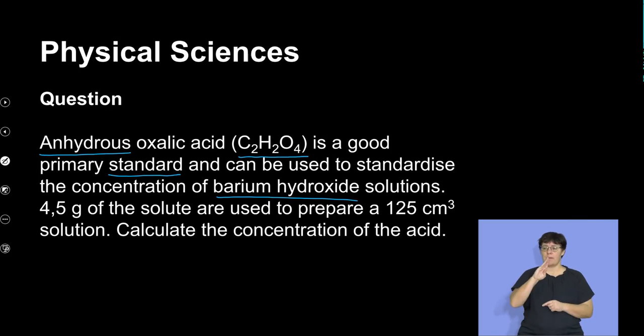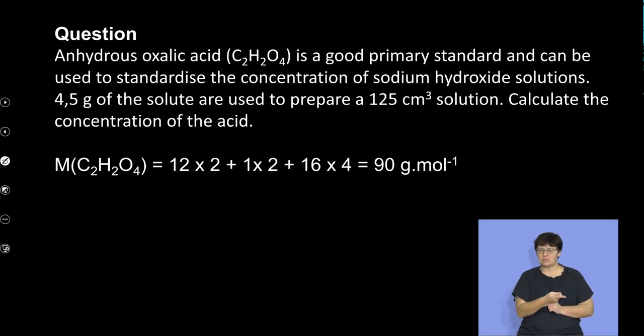So at the end of the day, barium hydroxide is a base, while oxalic acid, as the name suggests, is an acid. We're given 4.5 grams of the solute, which are used to prepare a 125 cubic centimeter solution. So the solute are granules that will dissolve completely in water in that given volume. The question says, calculate the concentration of the acid. Now, which acid are we talking about here? We're talking about oxalic acid.